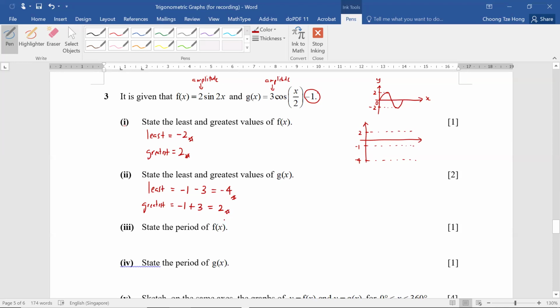Next, part 3, they want us to state the period of f(x). Period means after one complete wave, what is the time that has passed by? What is the time for the one complete wave? For period, we look at the number in front of the x here. If the number is 2, it means that from 0 to 360, you will see 2 complete waves. So if this is a sine graph, you will see 1 complete wave, and then after that, the second complete wave. Here will be 0, and here will be 360.